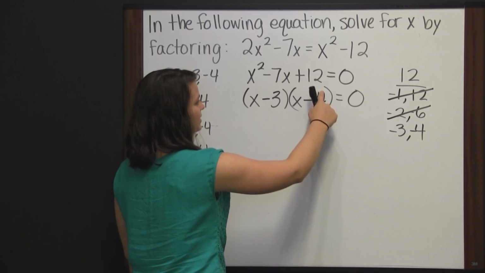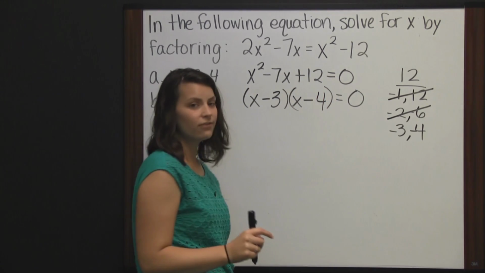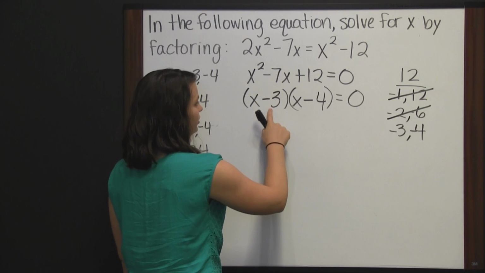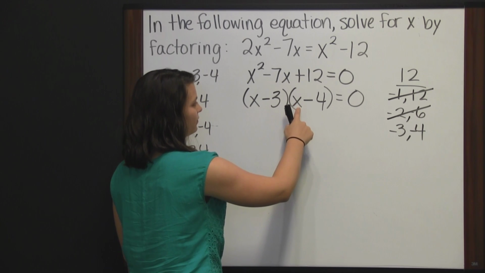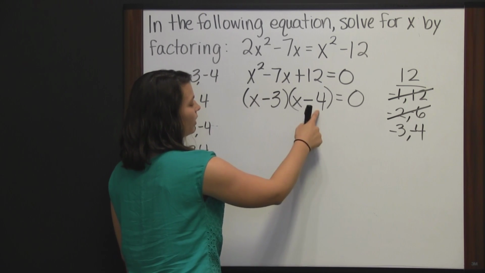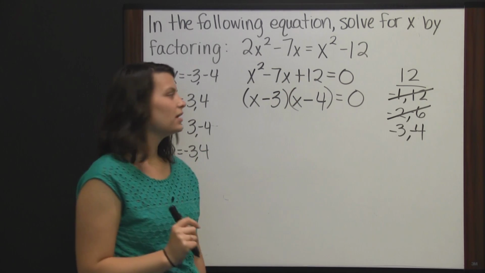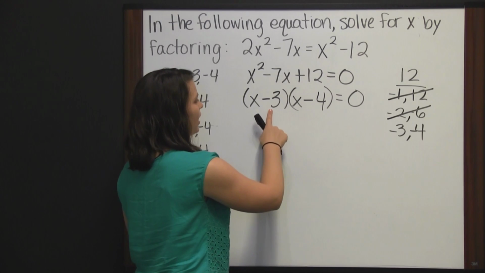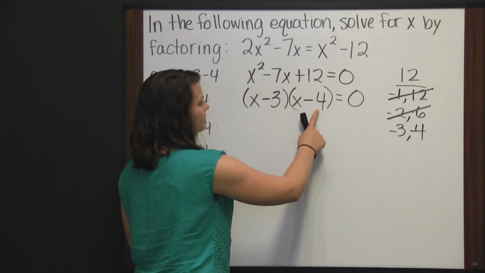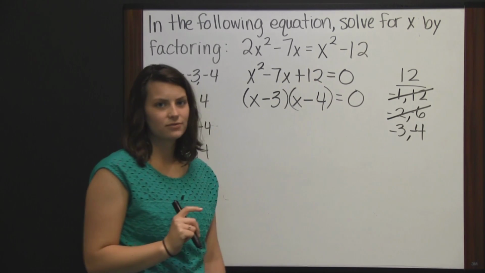Outer, x times negative 4 is negative 4x. Then the inner, negative 3 times x, is negative 3x. So you have negative 4x plus negative 3x, which is the middle term, negative 7x. And then finally the last, negative 3 times negative 4, which is a positive 12.